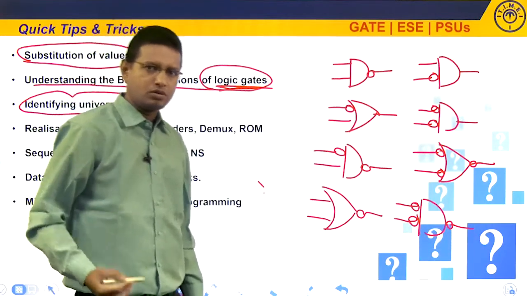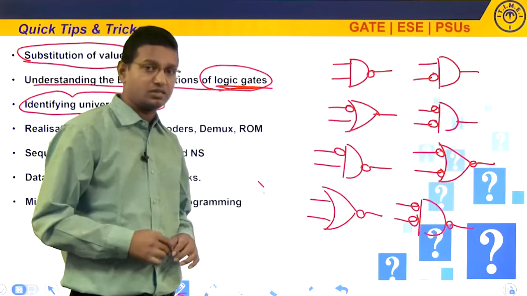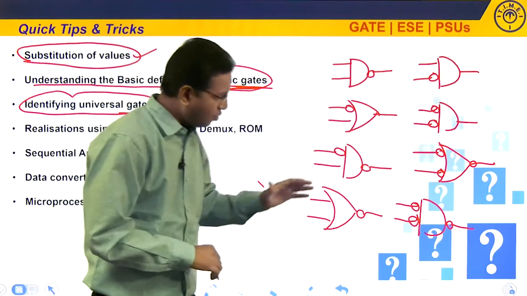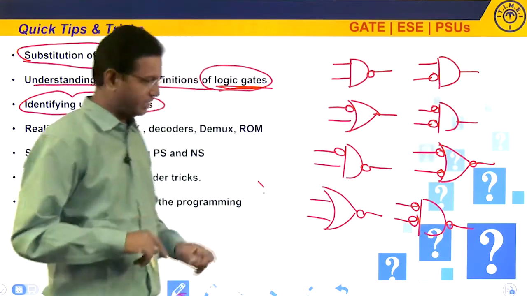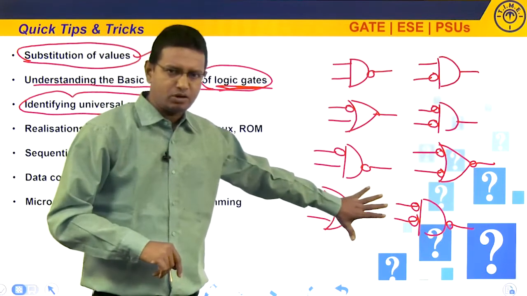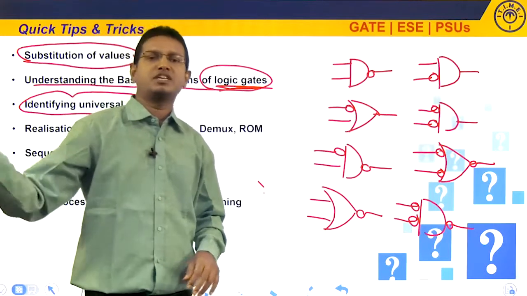Now, generally these types of questions can be asked in interviews, and there is also a GATE question based on this concept. Now I want to find out the universal gates. There are certain gates, the 8 logic gates which are 2-input gates. I want to find out which gates are universal and which gates are not universal.